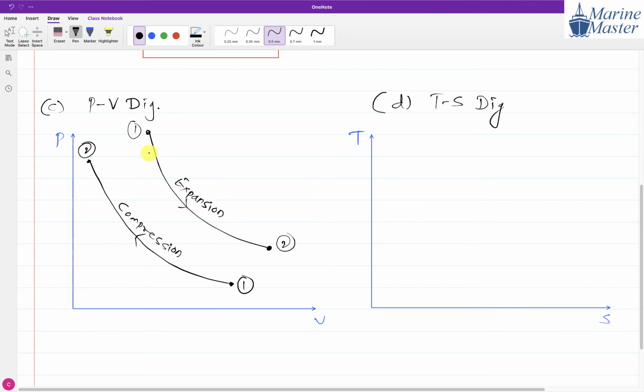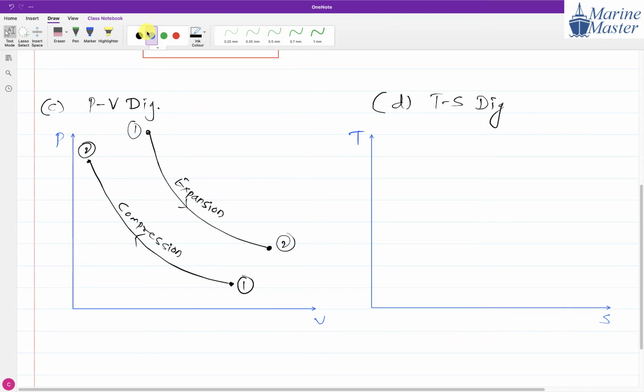In case of the expansion, is it heat addition or heat rejection or Q0? Expansion will be heat addition, and compression will be heat rejection. Expansion is heat addition and compression is heat rejection. Can you explain your point? Why is it like that? Can you explain?